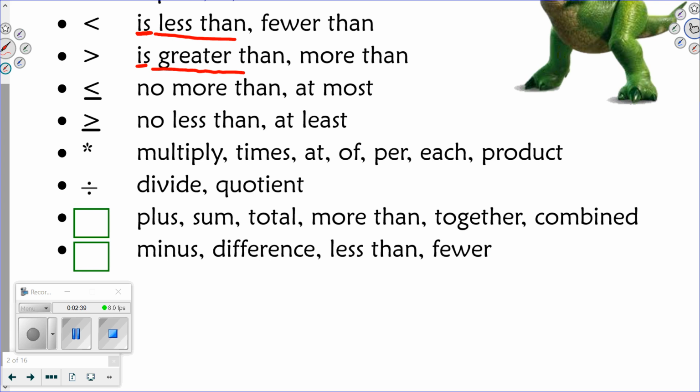Plus, sum, total, more than, together, combined. That's adding. Minus, difference, less than, fewer. Subtract. Now, don't flip the page, because we need to talk about something very important that shows up here. On this plus and minus, you have the less than and more than words. Very important is the order in which things go. Now, if I add 4 plus 2 or 2 plus 4, does it matter? No, it doesn't. But 4 minus 2 or 2 minus 4 makes a big difference.